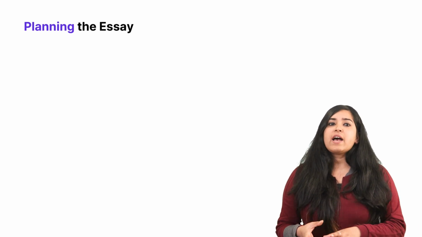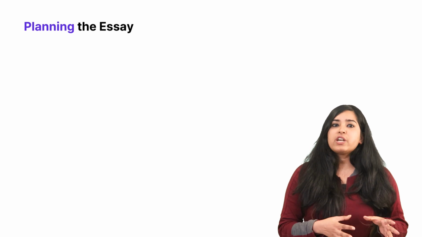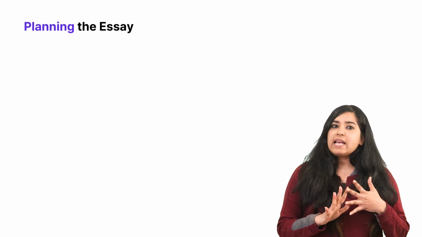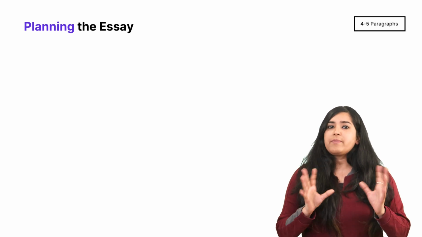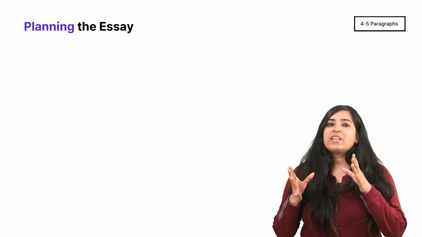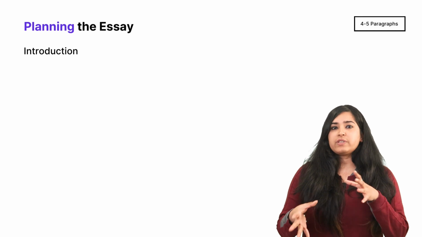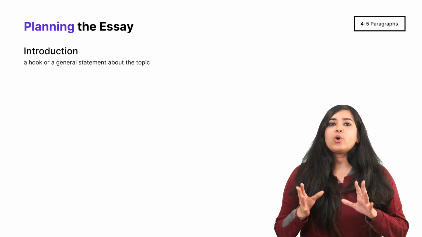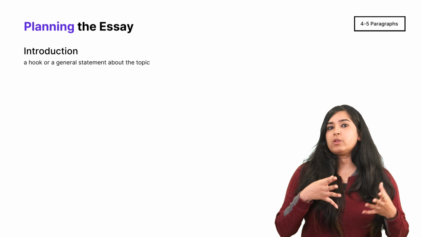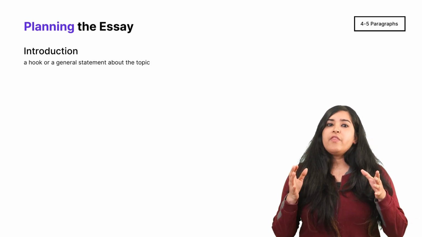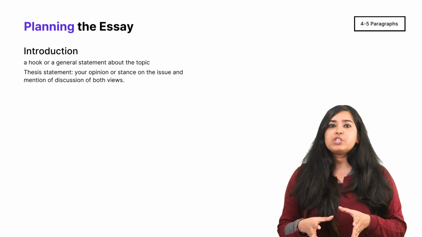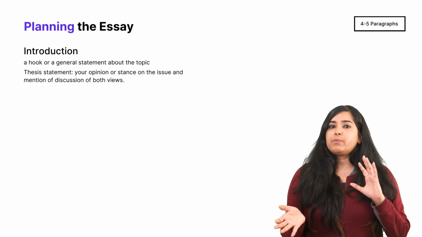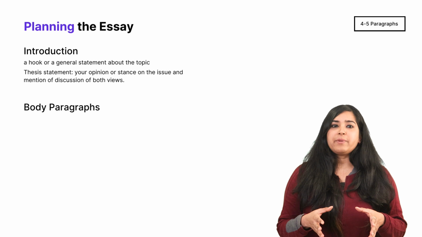Remember, your essay should have a clear structure that includes an introduction, body paragraphs, and a conclusion. For this question type, you can have anything around 4 to 5 paragraphs. Alright, so the introduction can be approximately 2 to 3 sentences. Start with a hook or a general statement about technology's role in modern life. Then, provide a clear thesis statement that presents your opinion or stance on the issue and mentions that you will discuss both views.